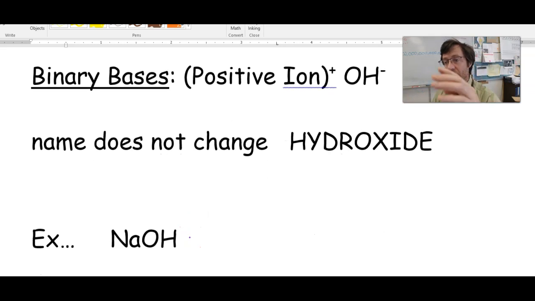Now let's move on to the bases. Boy, this is really hard. I'm kidding. This is the easiest thing ever. So for binary bases, it's going to be some kind of positive ion, typically a metal, and then you'll have your hydroxide. So this is what we do. For that metal, the name doesn't change. You just say it, whatever it happens to be, and then you say hydroxide. That's all there is to it.